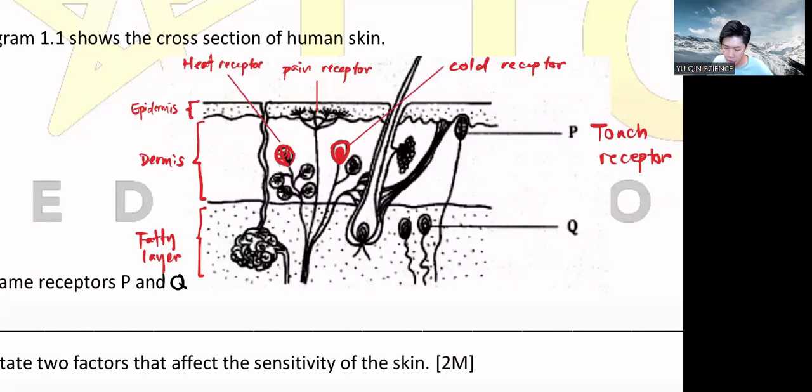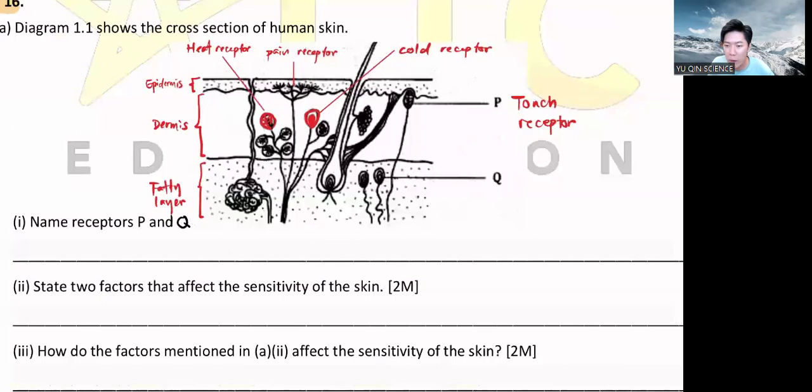Co-receptor. And touch, heat, cold, pain. Okay, so then finally the one that is in the bottom part with the fatty layer, that's called pressure receptor.